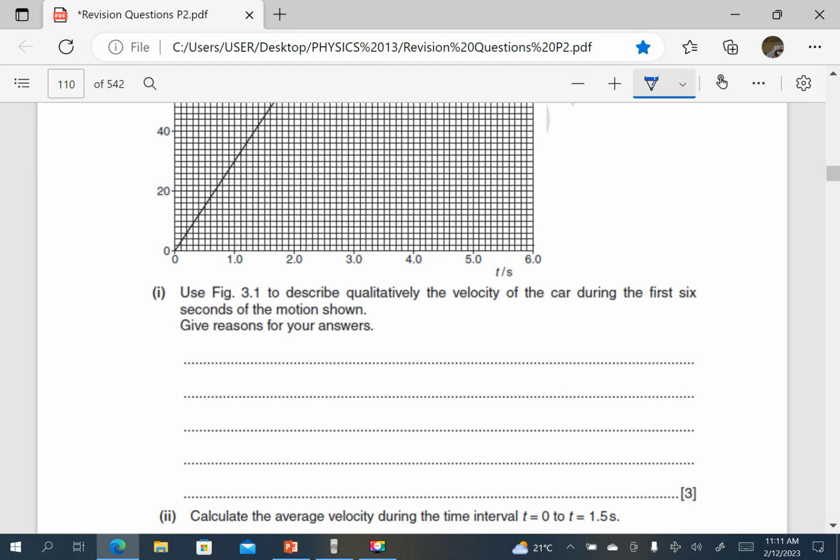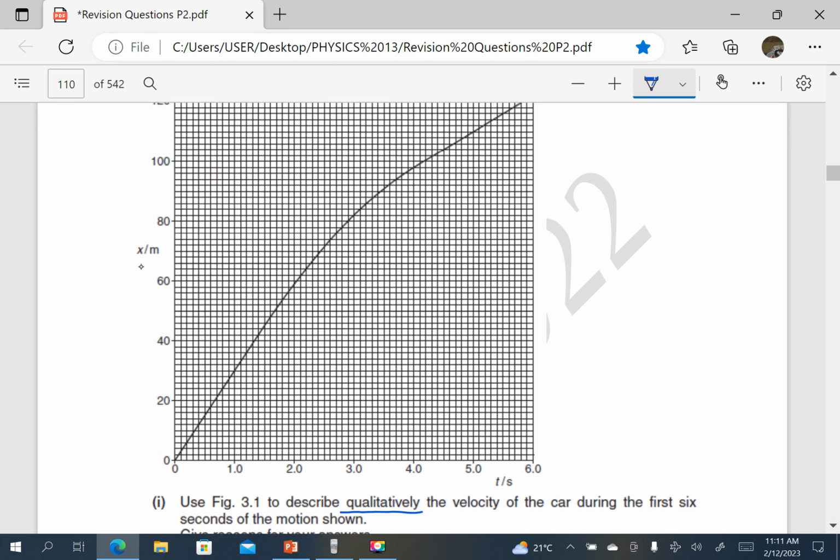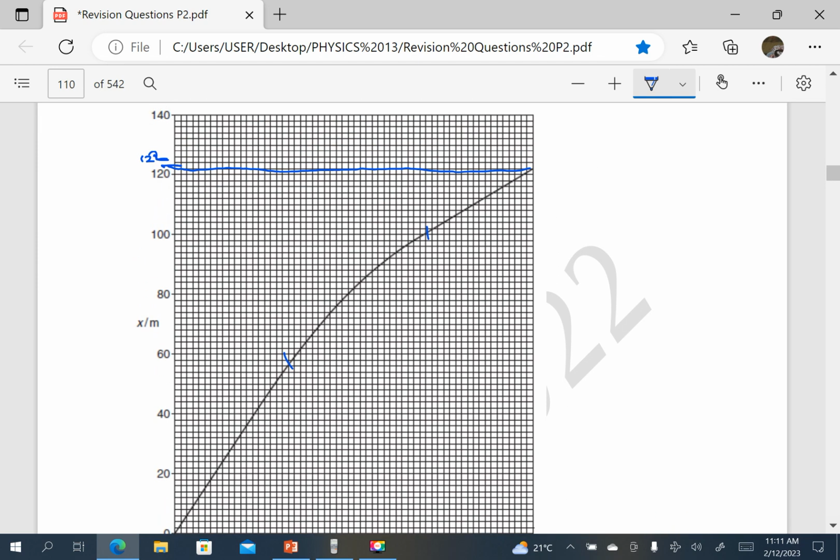Then use the figure to describe qualitatively, no need of quoting values, the velocity of the car during the first 6 seconds of the motion shown. Give reasons for your answers. So initially we see a straight line, then the gradient reduces, and finally we see a straight line. So we have initial constant velocity, then a decreasing velocity, and then finally again a constant velocity but lower than the one at the start because it is of a smaller gradient.